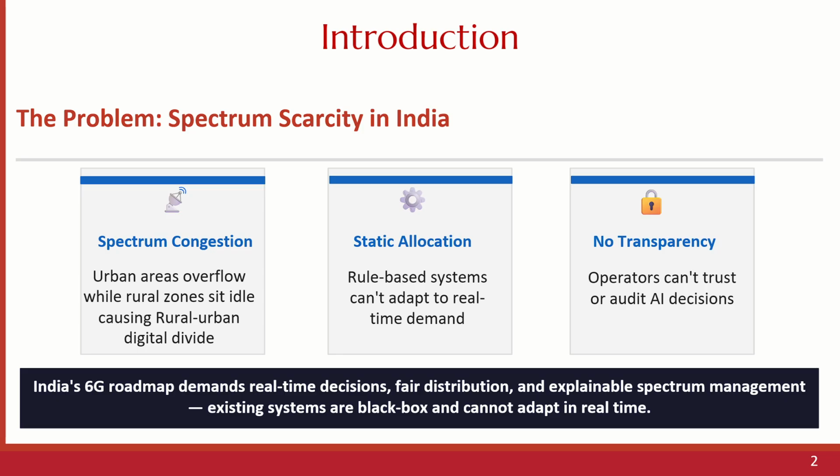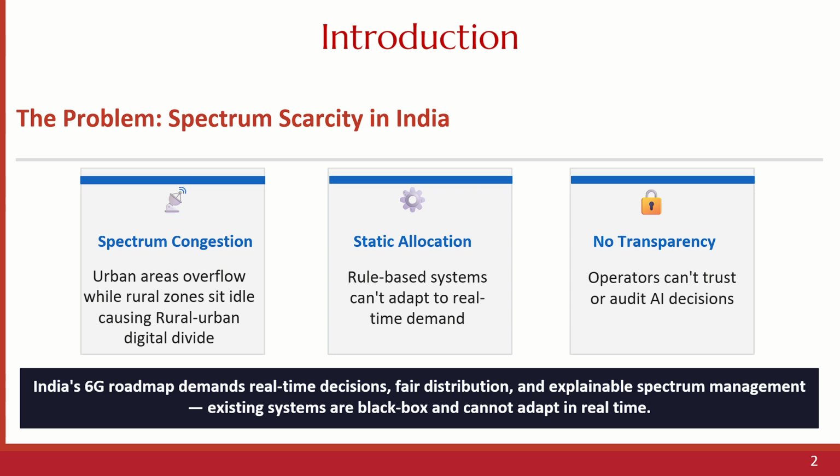So, to start with, let's understand what the actual problem is. When we say spectrum scarcity, we usually think there isn't enough spectrum, but in reality, it's more of a distribution problem. Cities are overloaded, while the rural areas have unused spectrum, and the current systems are static, so they don't react to the real time demand. Also, AI systems often act like black boxes, so we don't know why the decisions are made. So the challenge is, can we make it dynamic, fair, and explainable?